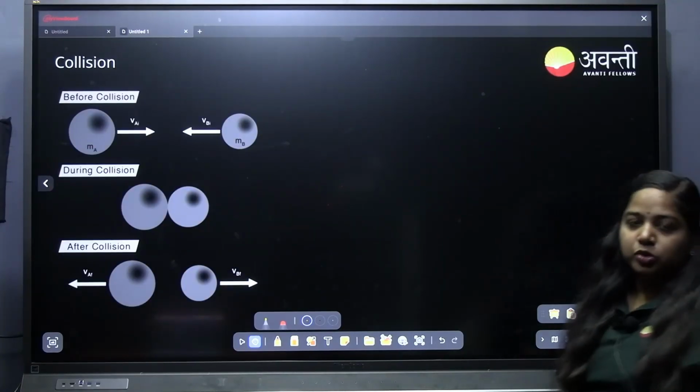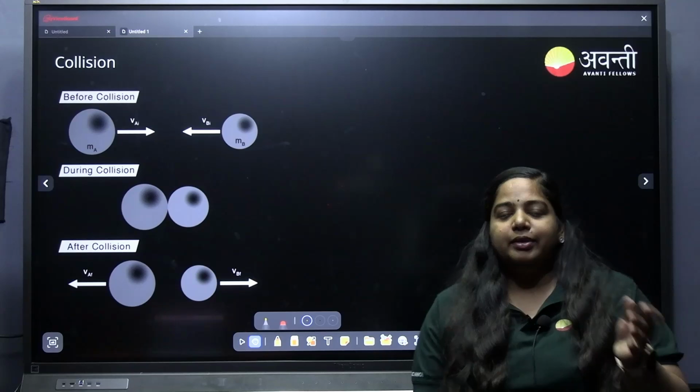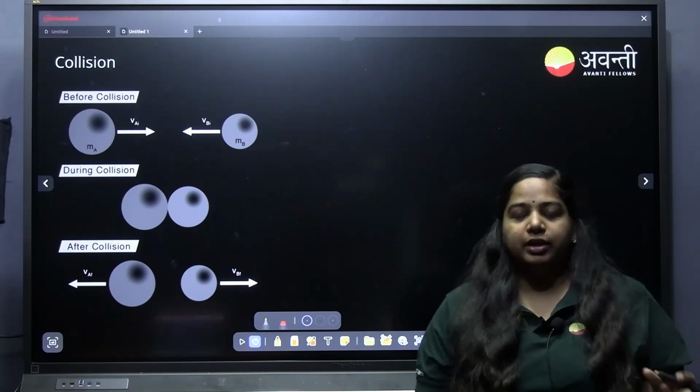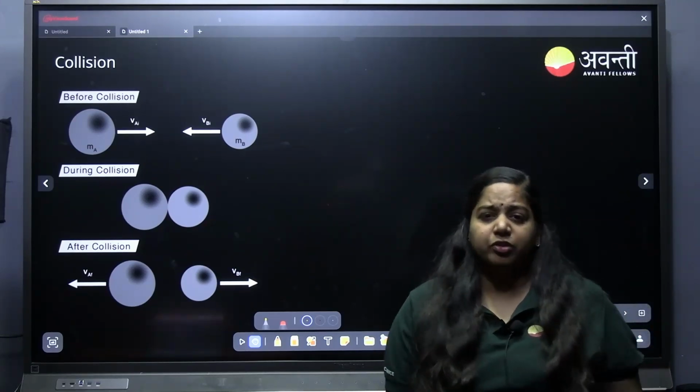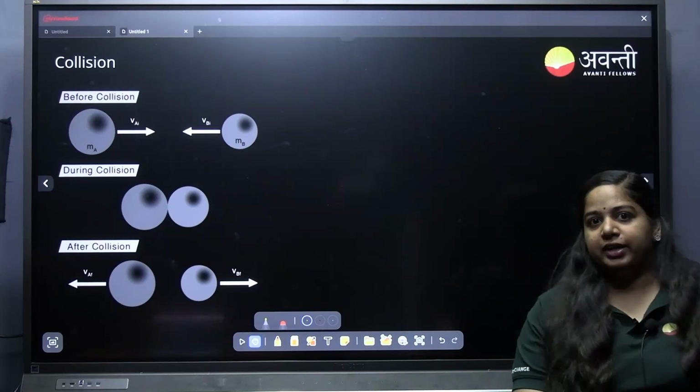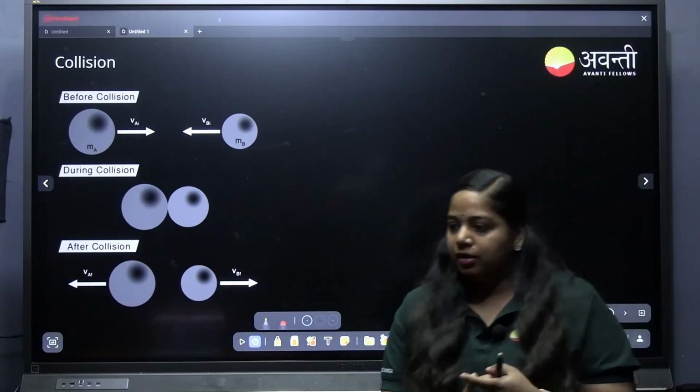Next, going towards collision. In collision, you might have had long derivations and all for this. We don't need any of that. We need only the force concept repeat.